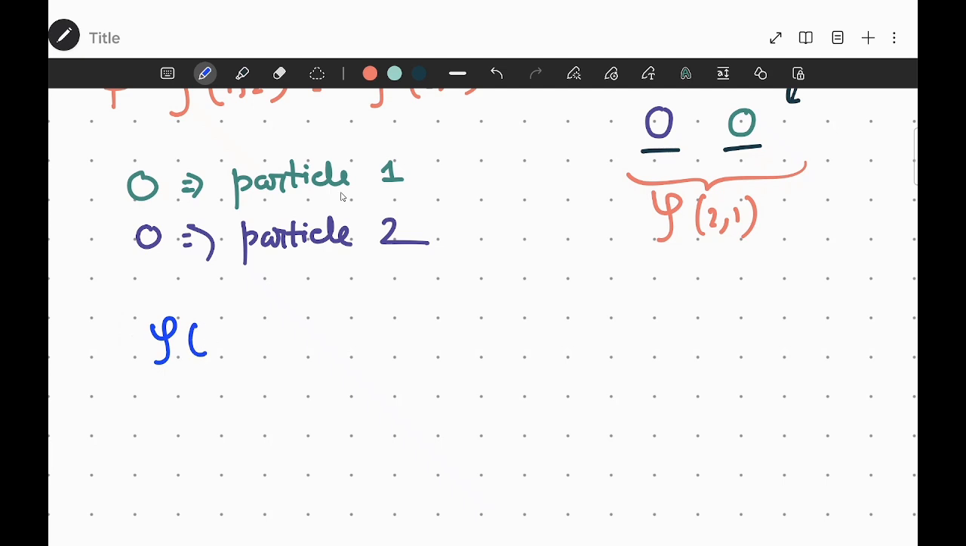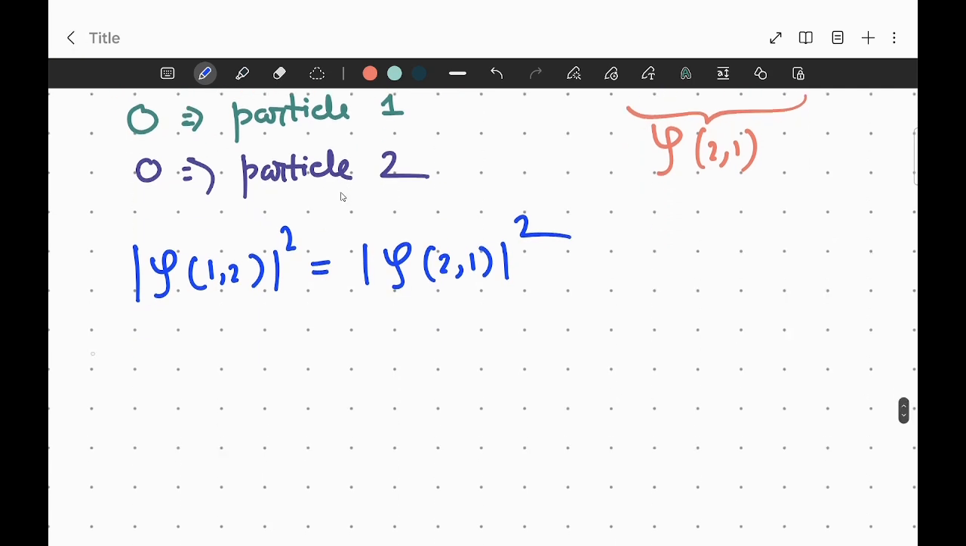No, there is a catch. You can say that this equals to this, the probabilities are the same. So that is possible. So what does it mean? From there, you can't directly write that psi 1, 2 is equal to psi 2, 1. That is not the case.